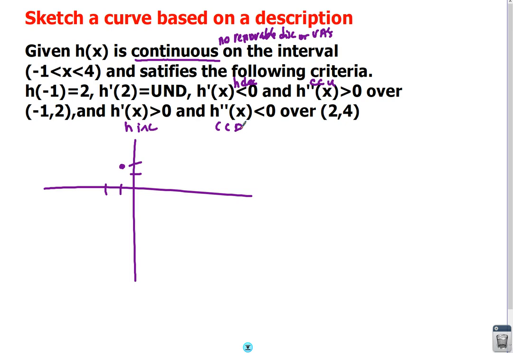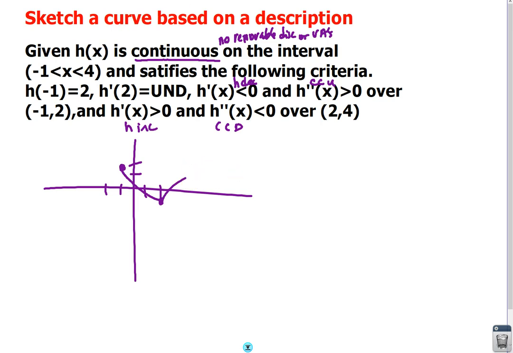So I have -1 is 2. My function is decreasing and concave up until 2, and then it changes to increasing and concave down. I just know that the derivative doesn't exist at 2, it's undefined. But my function is continuous, so I'm going to say there's a sharp turn: decreasing and concave up, but then increasing and concave down. Boom. That's one example. We wanted to stop this at 4. I don't want the arrow then.